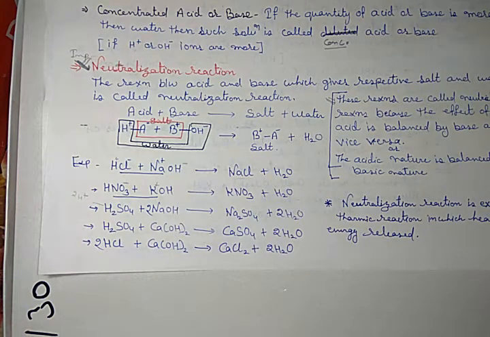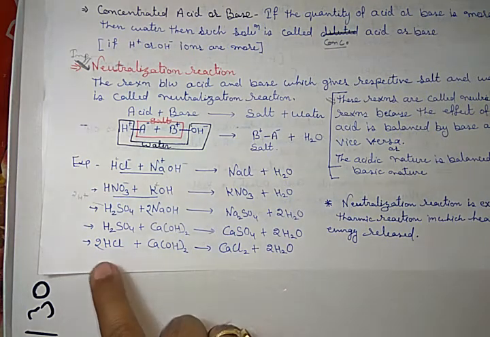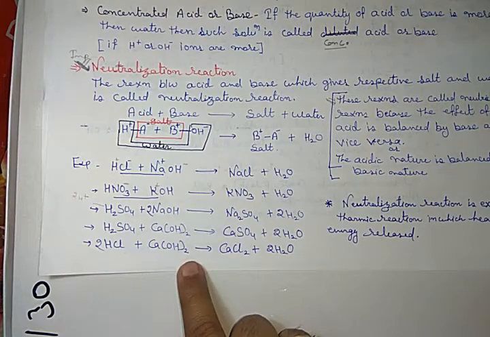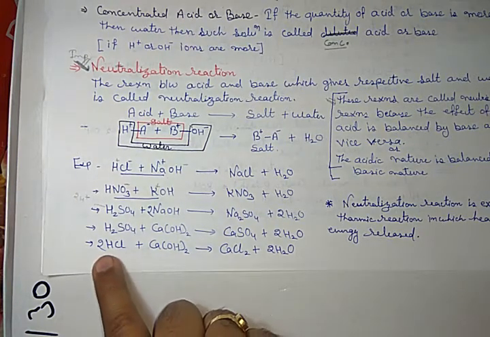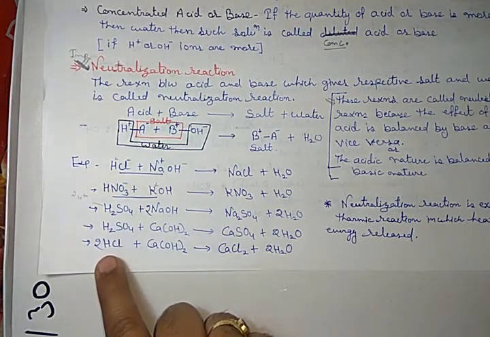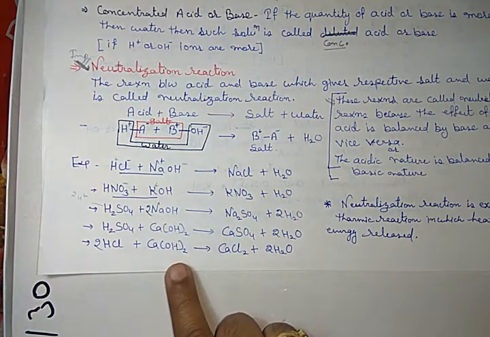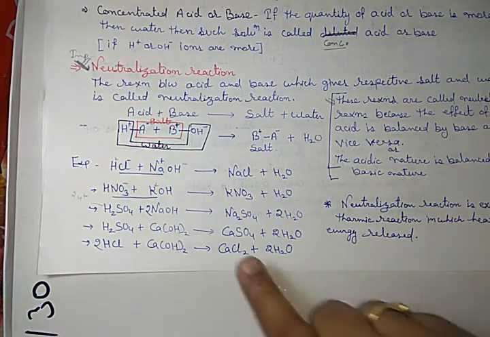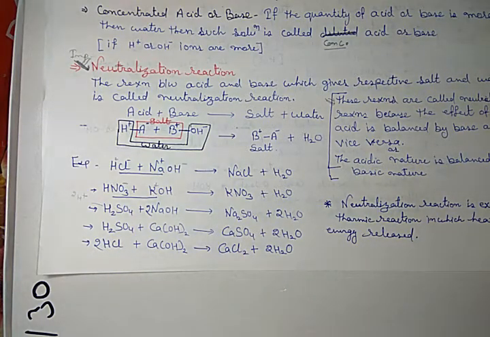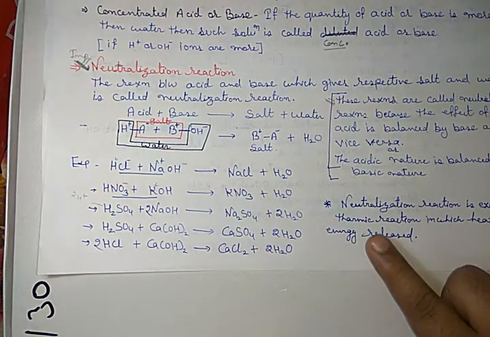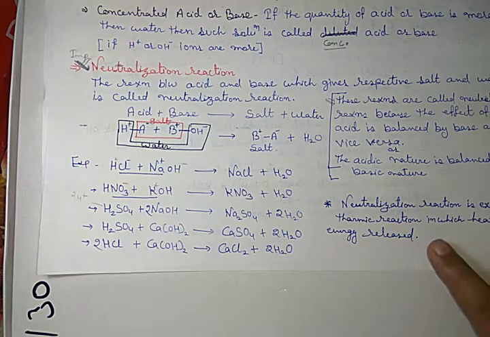Now the next reaction is HCl plus Ca(OH)2. Here HCl gives 1H plus, but Ca(OH)2 gives 2OH minus. That's why we need 2HCl to produce 2H plus ions. These 2H plus ions combine with the OH minus ions of Ca(OH)2 and make 2H2O. The remaining part combines and makes salt. Understand? One thing let me clear: neutralization reactions are exothermic reactions in which heat is released.